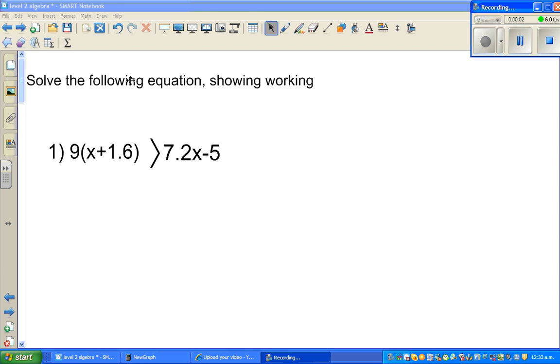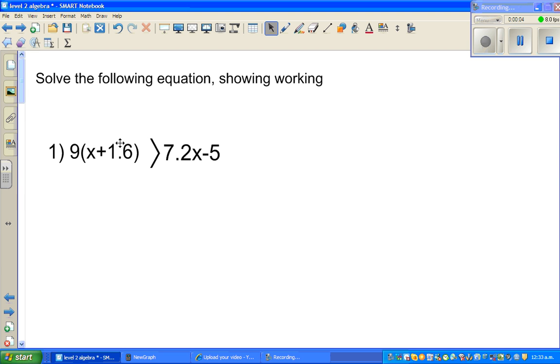Let us do some examples of solving an equation or inequation. Now, you're starting with an inequation. When you're solving an inequation, you treat it simply as an equation. The inequality changes only when you're multiplying or dividing by a negative number. So let us treat this as a simple linear equation.